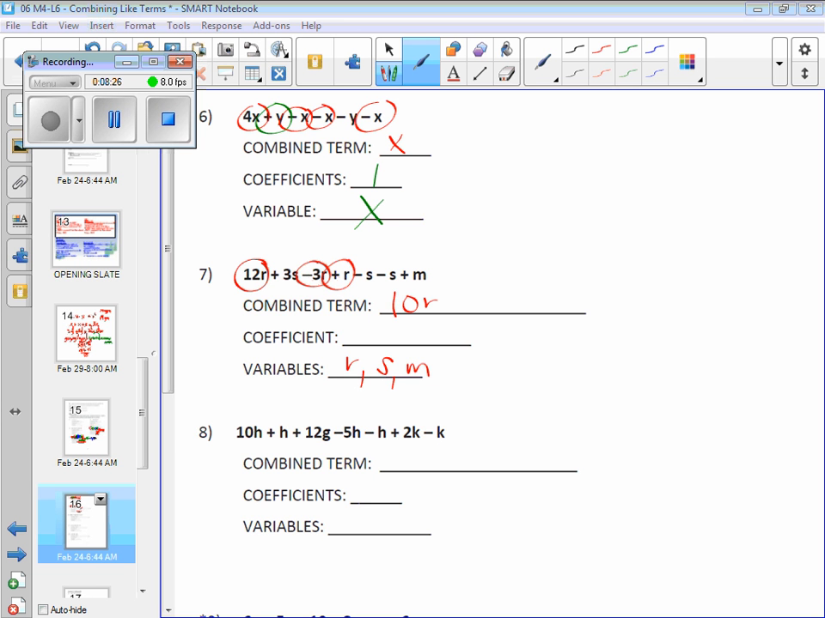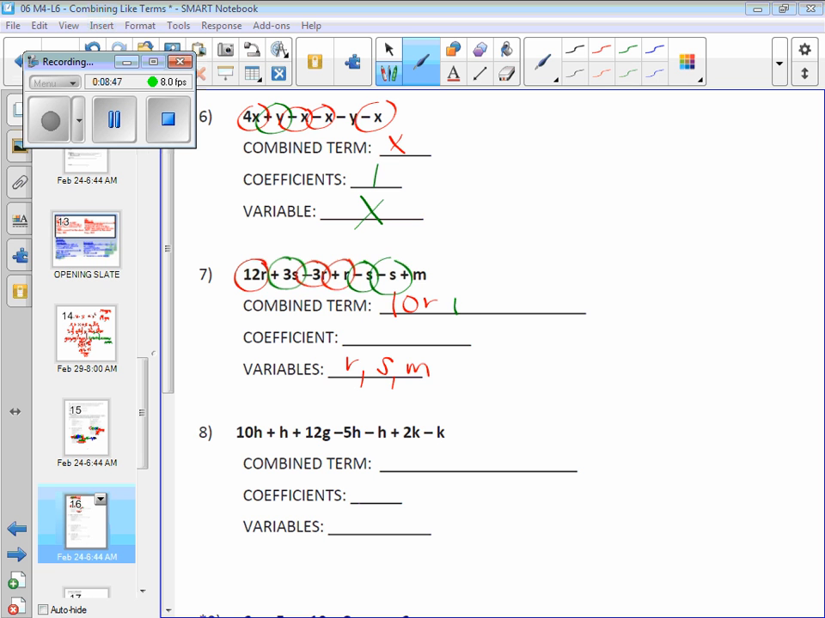Don't all raise your hands at once now. Marcus, how many to start? 3. Do what? Subtract 2s. Alright, subtract 1, subtract another, and then wind up with 1s.